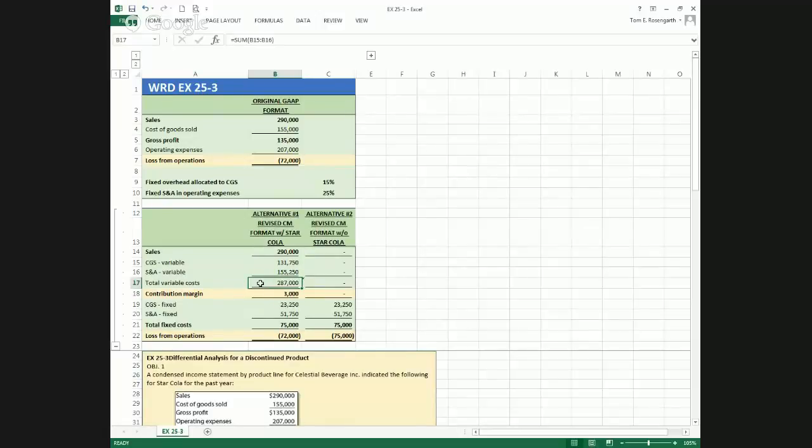$287,000. Here's the key. If a product produces a positive contribution margin, then that product should be retained because a positive contribution margin helps cover fixed costs and may even add to profit. To calculate the contribution margin, we would take sales of $290,000 and deduct total variable costs of $287,000, which results in a positive contribution margin of $3,000. The $3,000 positive contribution margin helps offset total fixed costs of $75,000.